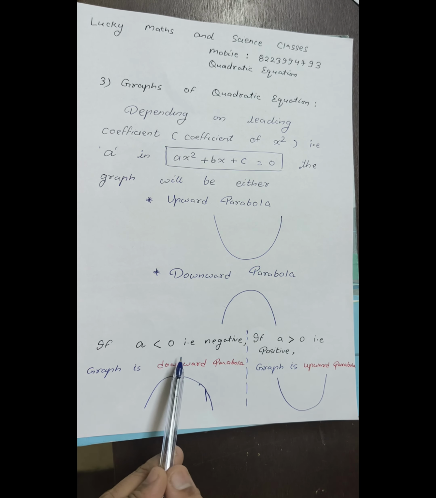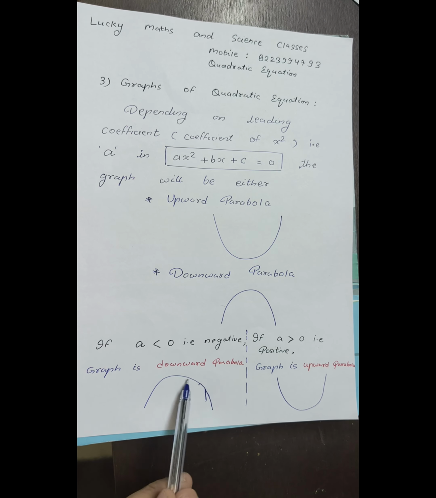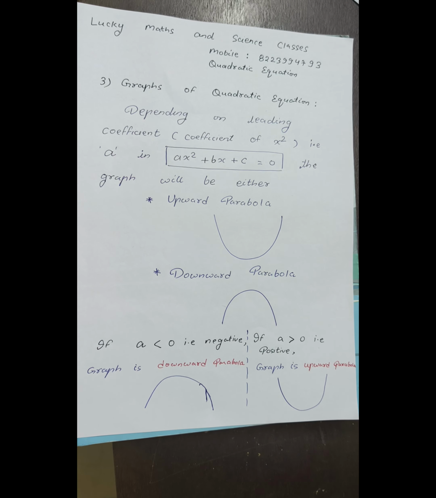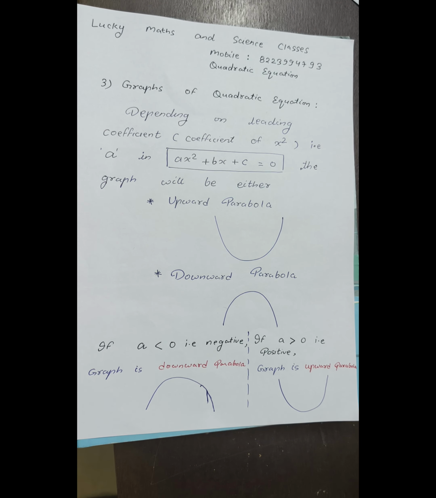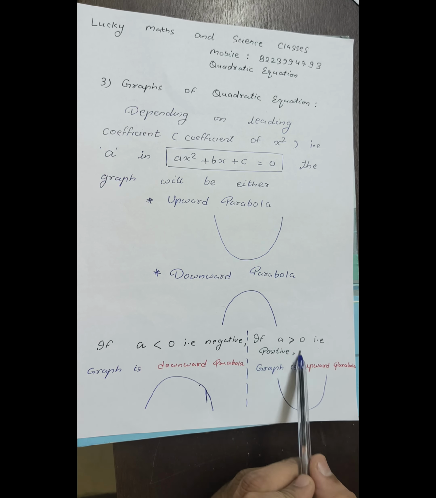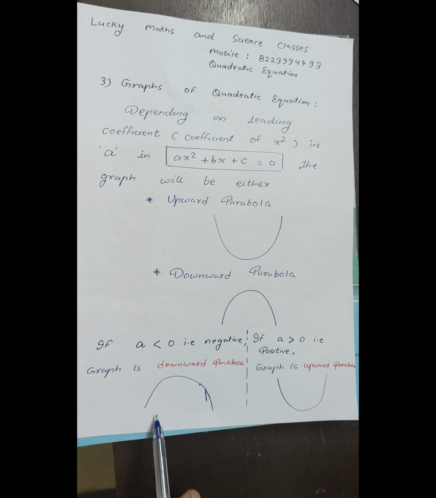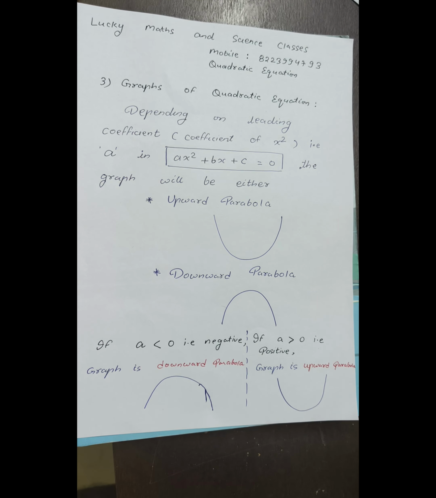If a is negative, if a is less than 0, graph is downward parabola. As we have discussed already, both positive and negative signs of a leading coefficient have their own different meanings. Likewise, if a is positive, graph will be upward parabola. This is downward parabola and this is upward parabola, for a negative and for a positive.